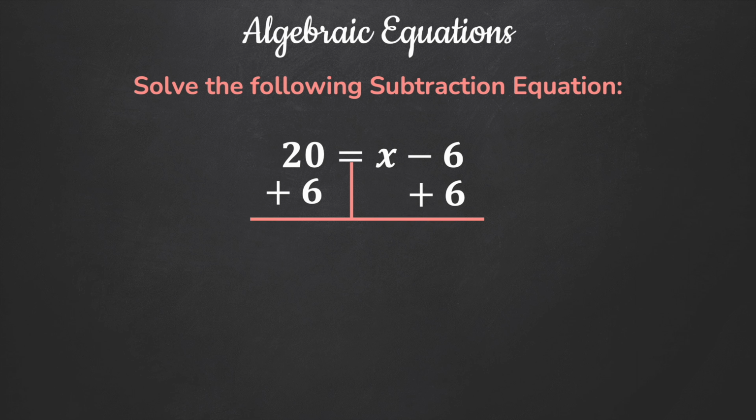So 20 plus 6 is equal to 26. We're going to bring down the equal sign. And these two are going to cancel out because they're inverse operations and we're subtracting the same thing that we're adding. So that's 0. And the only thing we're left with here is x. So x is equal to 26. If we went back and substituted x for 26, we would have 20 is equal to 26 minus 6, which is true.